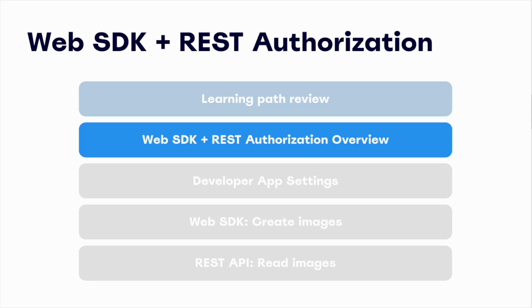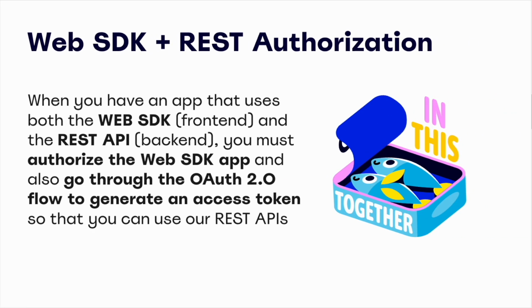Alright, let's dive into the first part of building a full-stack Miro app, which is understanding how authorization works when leveraging both the Web SDK and the REST API. To start off, it's important to note that the Web SDK and REST API both have their own respective authorization methods. In a typical implementation, the Web SDK is authorized by an end user from the UI via a modal, and the REST API leverages OAuth 2.0 in order to generate an access token that can be used on a user's behalf.